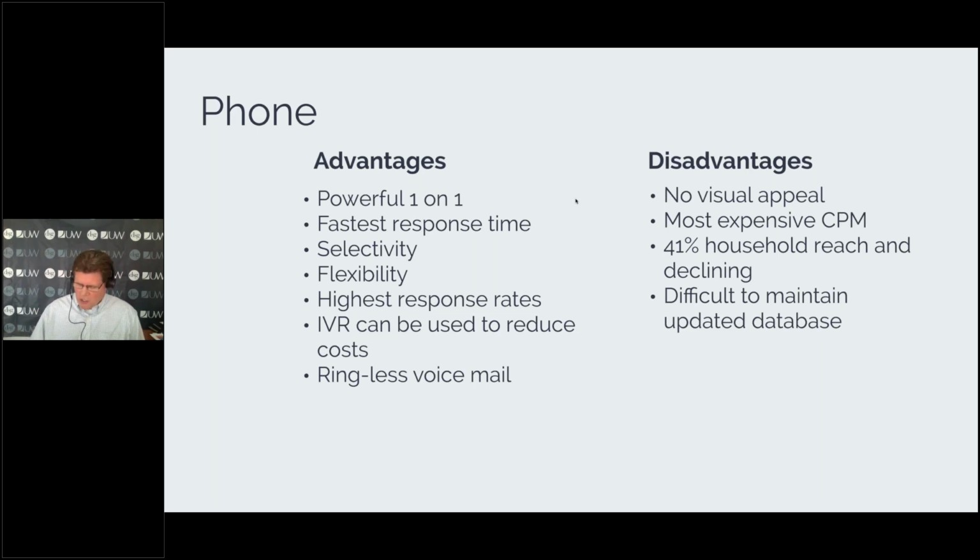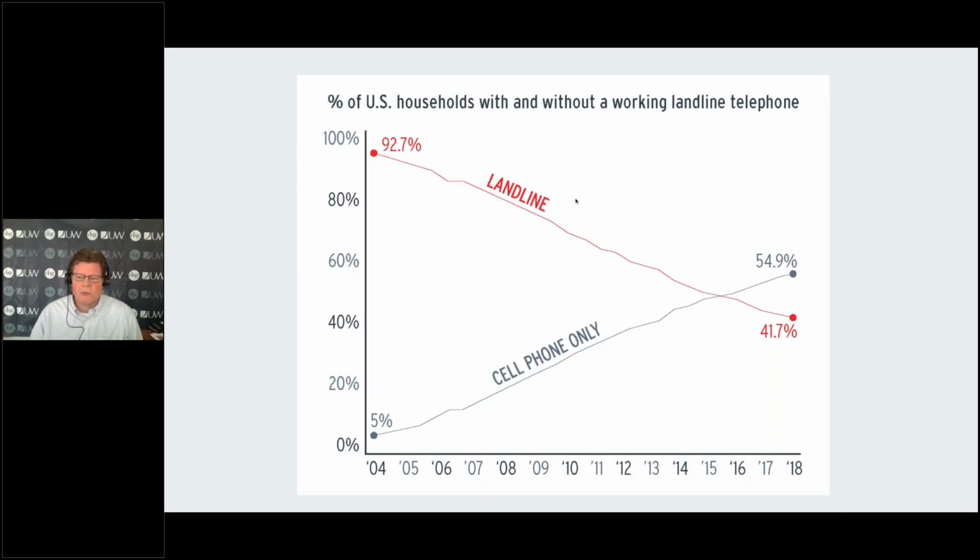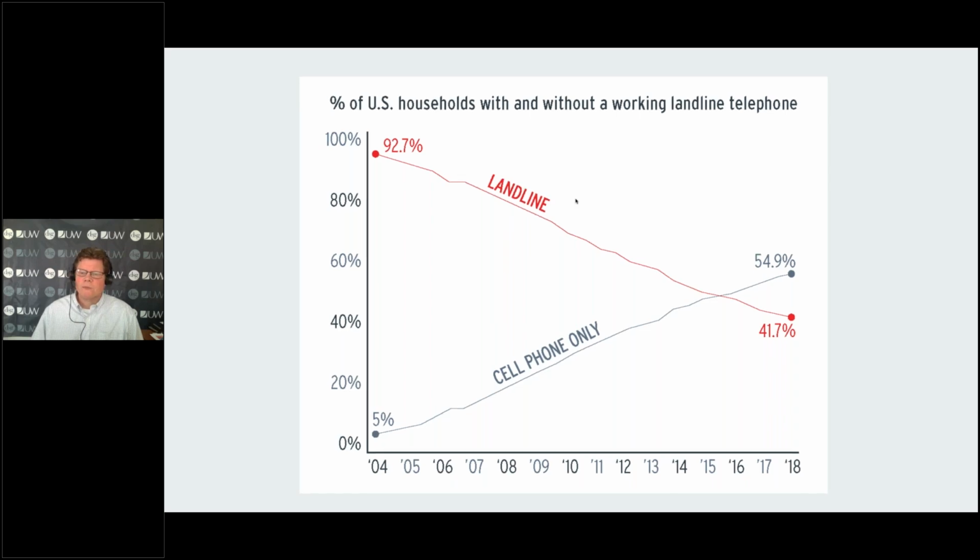We know the main disadvantages of phone, and this is one of the biggest ones. I'm actually surprised that still 41.7% of people have landlines. The crossover here took place in 2015, where more households had only a cell phone versus cell phone and or landline, and now it's only 41.7%. My guess is it's going to continue to drop from there.